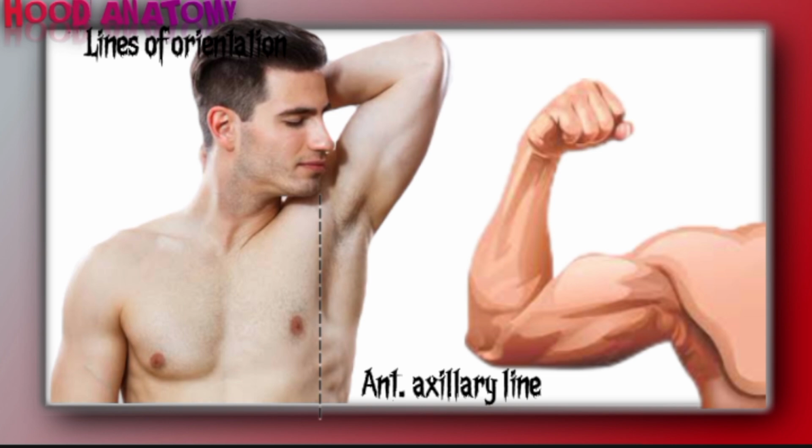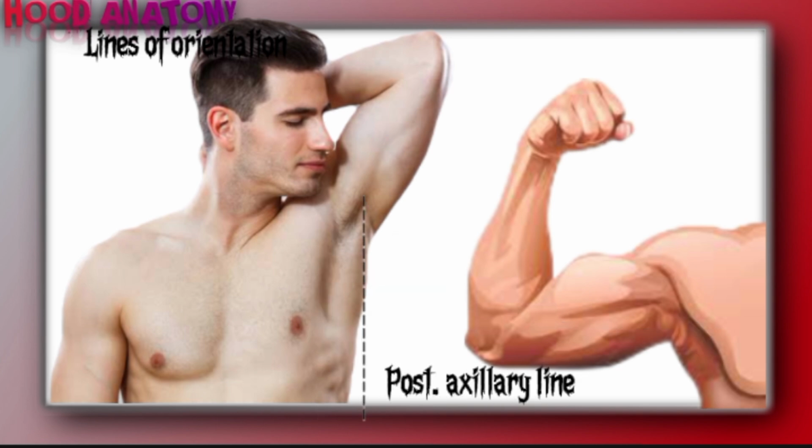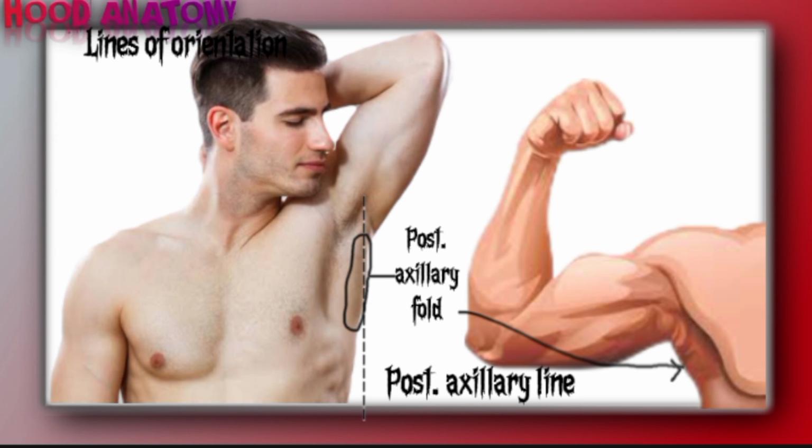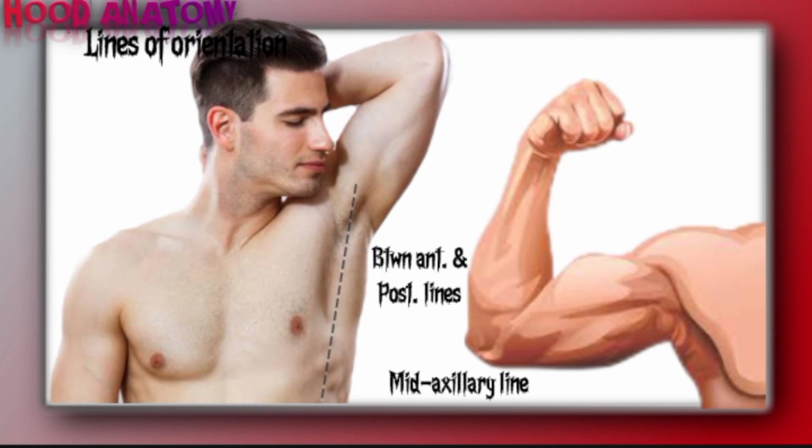You dey see am? We get the anterior axillary line wey pass through anterior axillary fold. Now that thick meat wey dey the end of your pecs, the anterior part, e dey guard the front part of armpit. Then we get the posterior axillary line wey pass through the posterior axillary fold. You see that thick one wey dey back too. You fit touch am sef. Then we get the mid-axillary line wey pass through the center between the anterior and the posterior axillary line. So these are the important lines in this region.